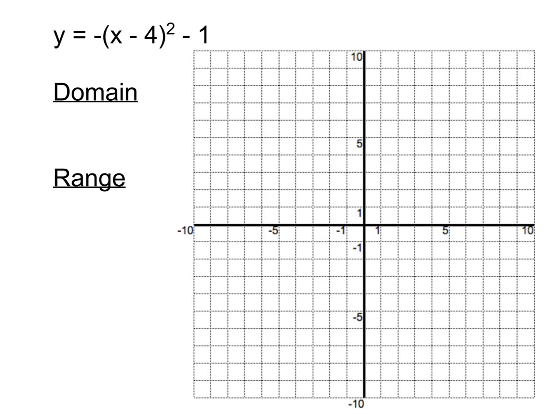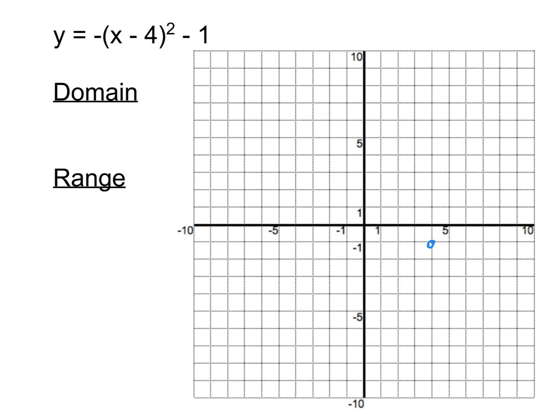All right, having seen one of each, we can now start playing with these a little bit more. We're now going to find the domain and range of this graph. So again, I want to start by actually sketching out what this graph is going to look like. So the -4, that moves it right 4. The -1 moves it down 1, so that gives me my vertex.